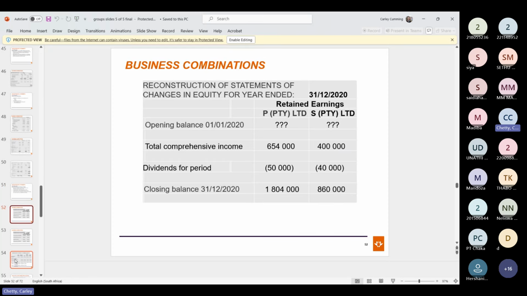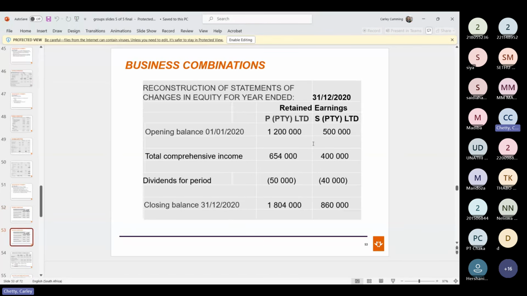So here we need to work out what is the opening balance of the retained earnings. They gave us the closing balance for P and S in their separate financial statements. We were told what the dividends were that P and S declared, and we were given the total comprehensive income. So we can actually work backwards to calculate this opening balance. So for S, we'll take the closing balance of 860,000 plus the dividends of 40,000 minus the total comprehensive income of 400,000. That will give us the opening balance of 500,000.